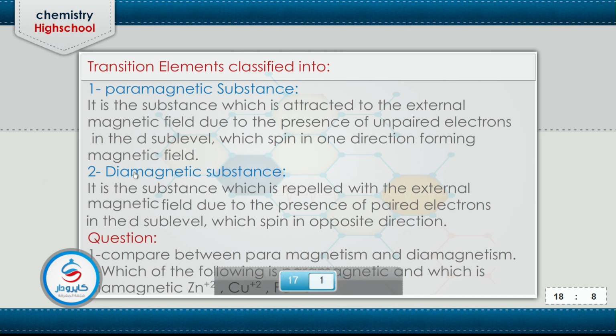Number 2, a diamagnetic substance is a substance which is repelled by the external magnetic field due to the presence of paired electrons in the D sublevel, which spin in the opposite direction.